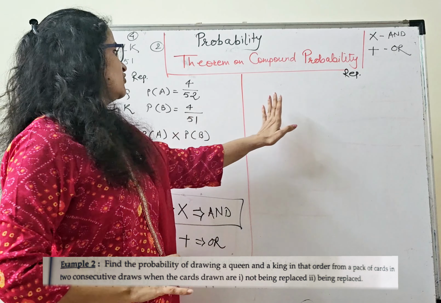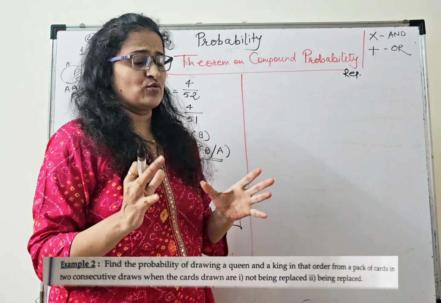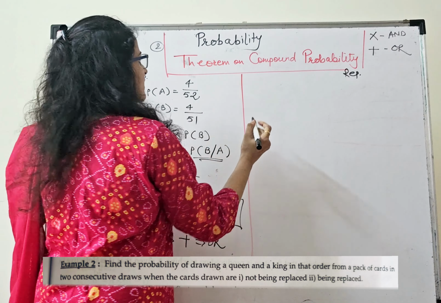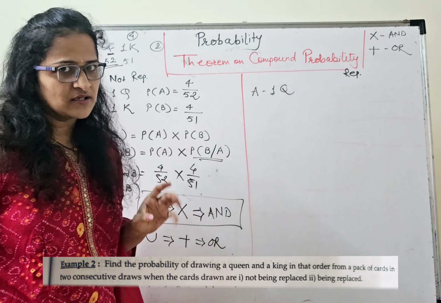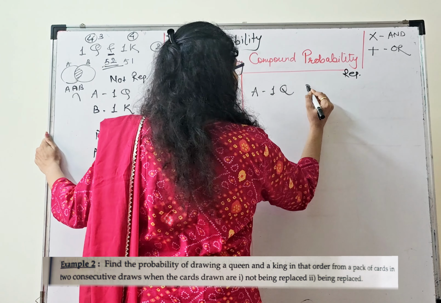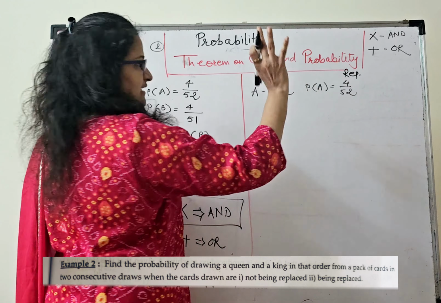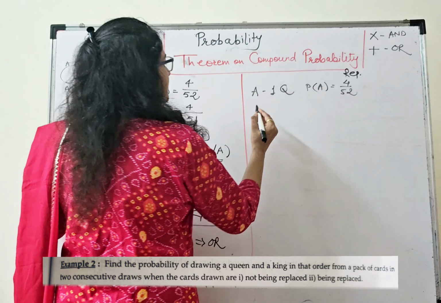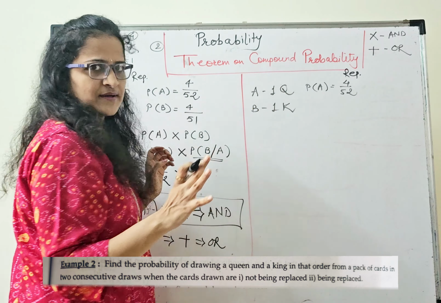Alright, so let's move to the second part of this example where the replacement is allowed. The event is the same. So what is event A? The first card which you are drawing needs to be a queen. So what is the probability of this event happening? 4 queens are there, total 52 cards are there. Same up to this, no changes, right? Now what is event B? The next card which you are drawing needs to be a king.